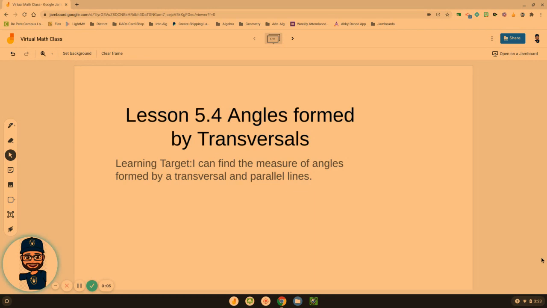Today lesson 5-4, angles formed by transversals. Really we're looking at finding the measures of angles in parallel lines and identifying the relationships between these parallel lines and a transversal. Once again, it's going to be a little bit of a longer video, so please bear with me. Take as many notes as you can. We've got 3 new theorems that we're going to introduce that allow us to tell if lines truly are parallel.